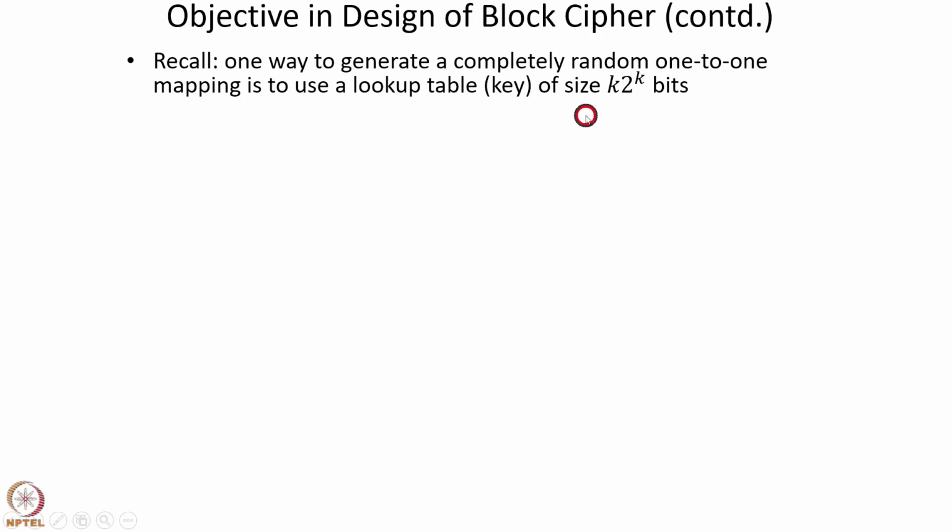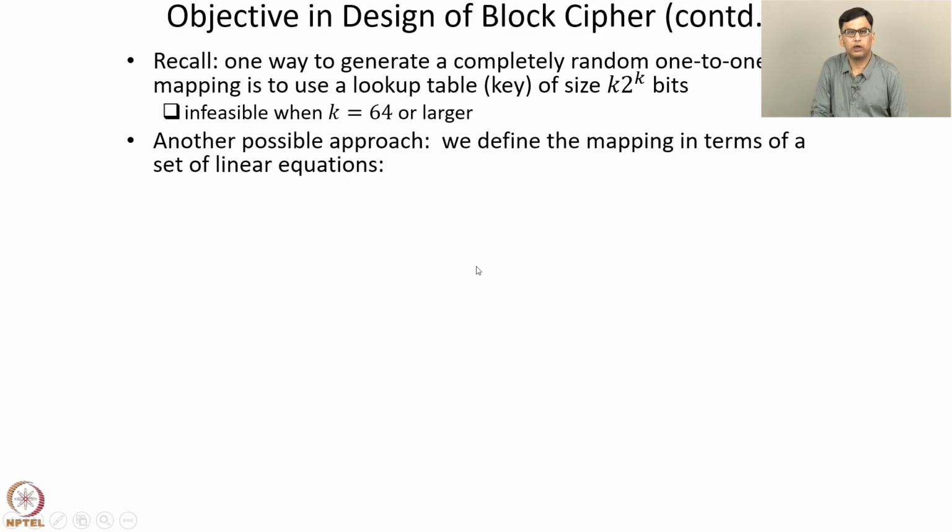Recall that one way to generate a completely random one-to-one mapping is to use a lookup table of size k into 2 to the power k bits. But this is infeasible when k equals 64 or larger, as we have seen, because there are too many rows in the lookup table. Another possible approach is as follows.